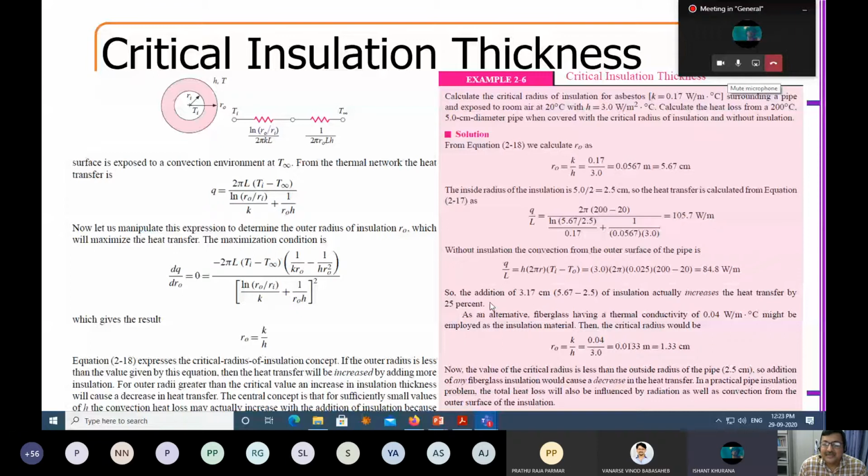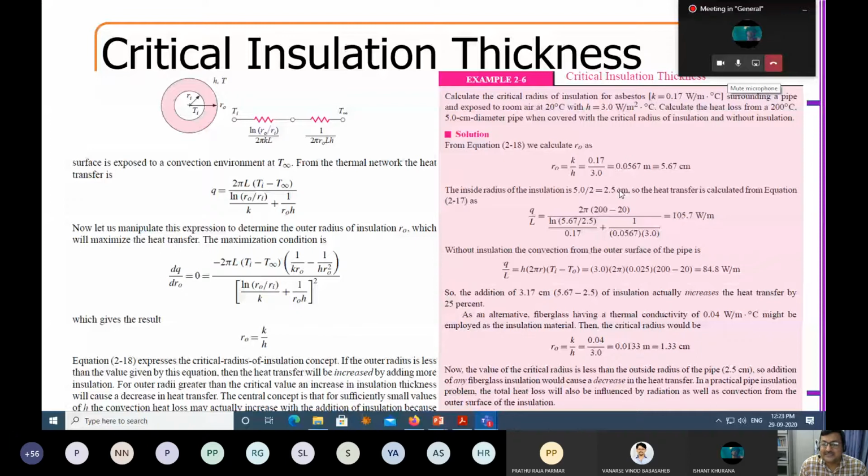Now, initially I had 2.5 as my initial radius of the pipe. Now, if I add 3.17 centimeter of insulation on top of this, so 5.67 is my critical insulation thickness. At the addition of 3.17 of insulation, it actually increases the heat transfer by 25%.